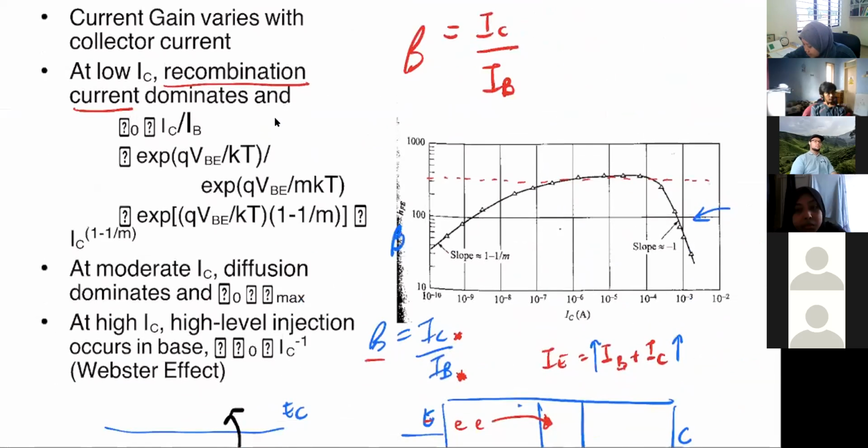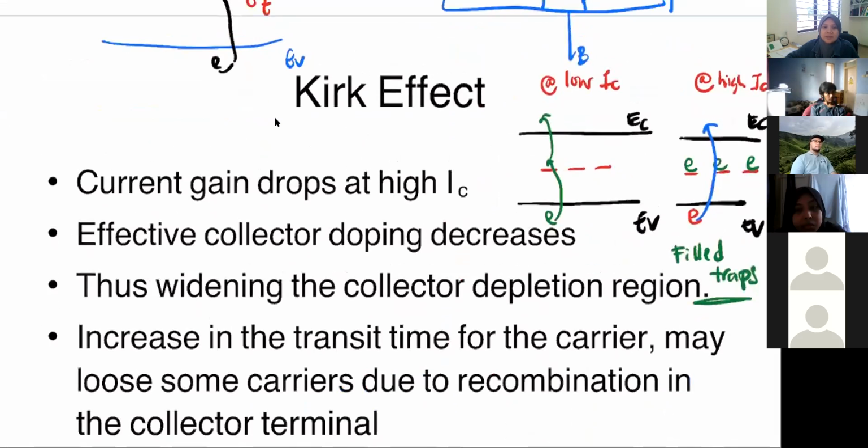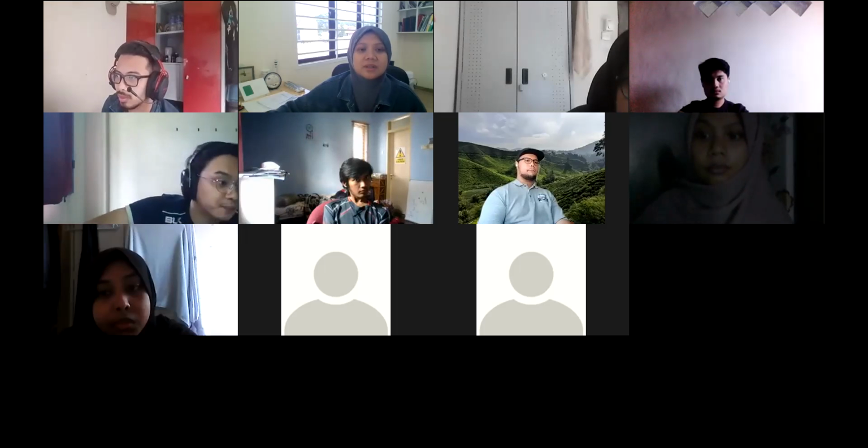Okay, so that happens at low collector current. Then the ideal thing happens, no problem, IB increase, IC increase, so beta should be constant. Now the problem is at very high collector current, which is the Kerr effect, which the time is already finished. We'll cover Kerr effect in next class, insyaAllah.